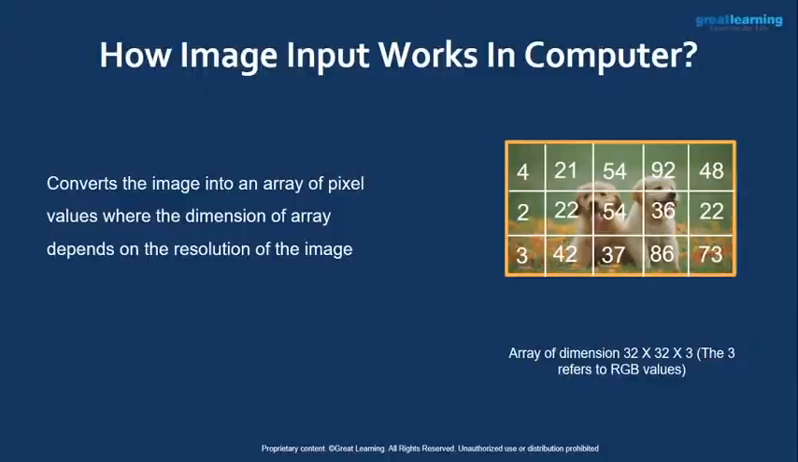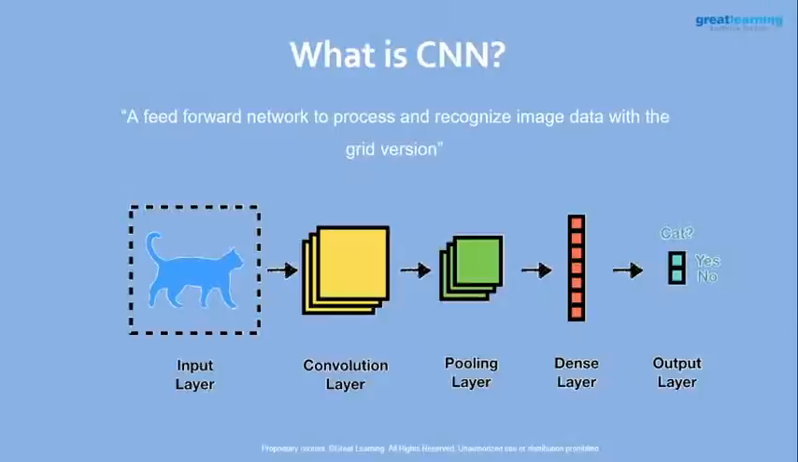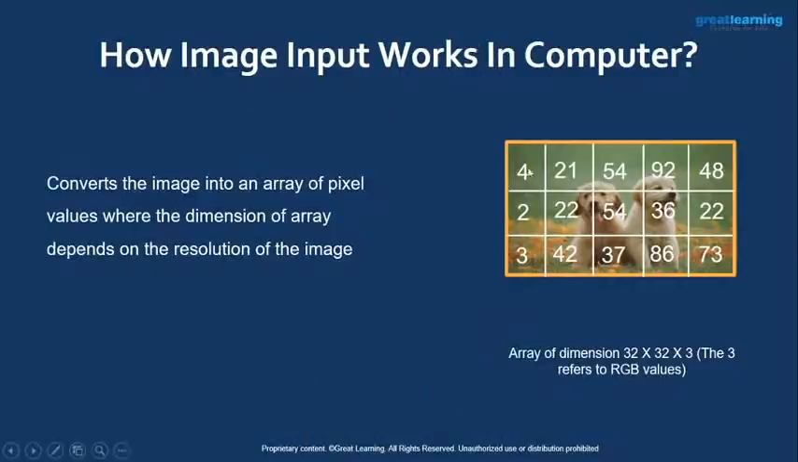Okay, fine. So this is how an image can be seen by a computer, right? It's an array, like numbers for the computer. They don't understand the image, right? Now we will see what is CNN. CNN stands for Convolutional Neural Network, a feed-forward network to process and recognize image data with a grid version. So what is that grid version? This grid version is this part, right? These pixels. Through the pixels a computer can see an image, right?